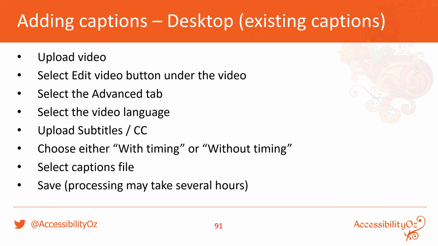In desktop, you can add captions to videos, and this is if you have existing captions. You upload video, select the edit video button under the video, select the advanced tab. You must select the video language, otherwise you're not going to be able to upload captions. Then you can select upload subtitles CC, choose either with timing or without timing, select your captions file and save, and just be aware that the processing may take several hours.